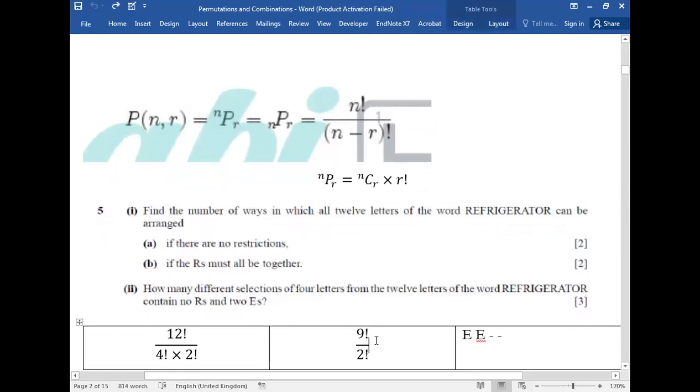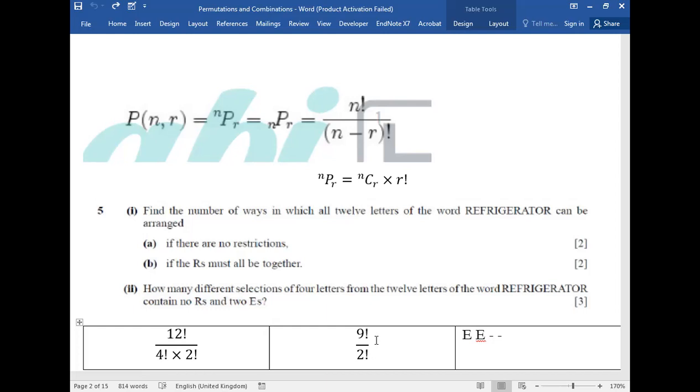Is this clear? 9 factorial upon 2 factorial. You must tell me the value. I've left the answer like this, but you must find out the value and write that value down. 181440. Now read the second part.